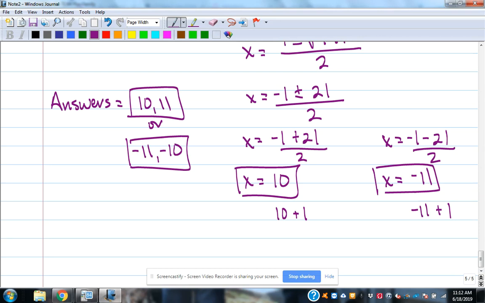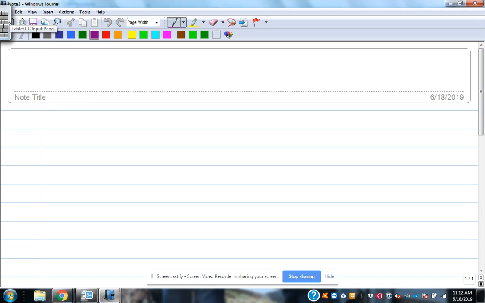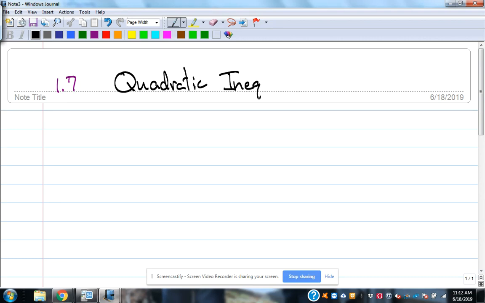All right. Let's do a little bit more solving, and then we'll do some stuff with graphs of functions to finish up. So we're going to do some inequalities. It'll be the last bit of solving of quadratics that we'll talk about, and how that takes what we know already and expands on it just a little bit. Okay, so section 1.7, quadratic inequalities.